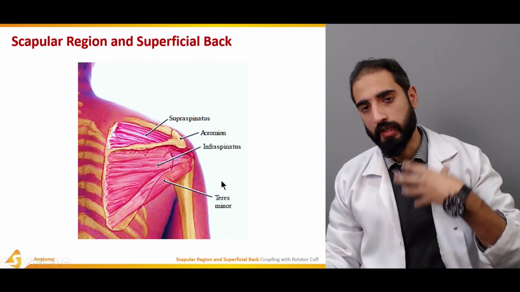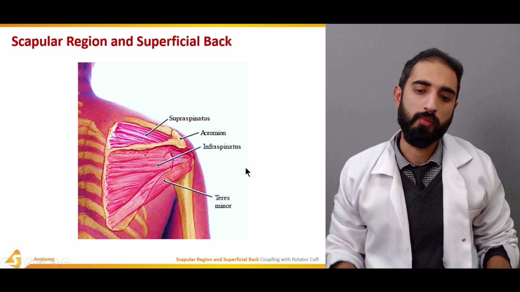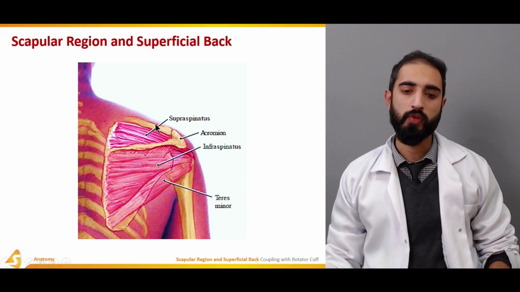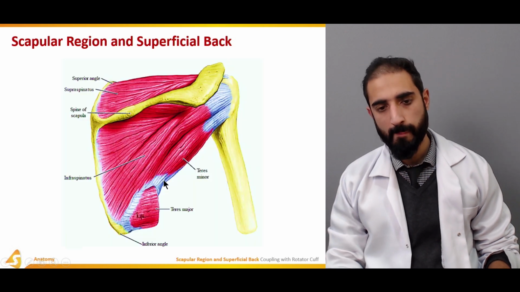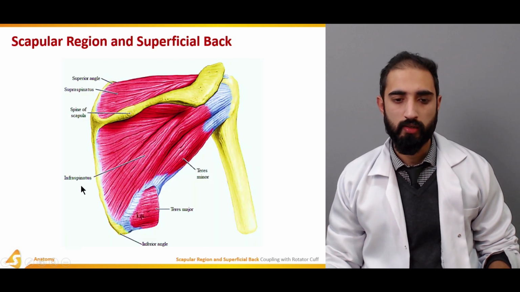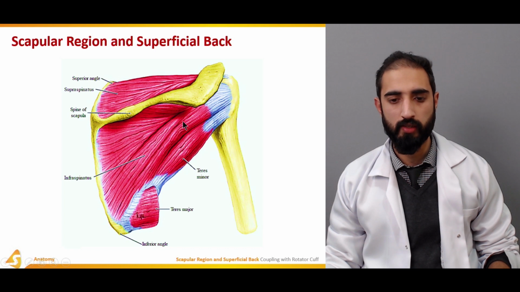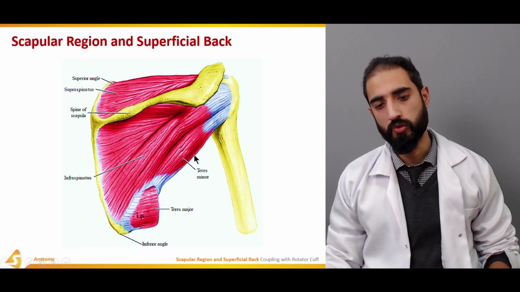Taking a look at the dorsal aspect of the scapula, we can see the other three muscles of the rotator cuff, which are the supraspinatus, the infraspinatus, and the teres minor. Once again, this is the infraspinatus beneath the spine of the scapula. Just above the spine of the scapula, we have the supraspinatus. Here we have the teres minor, and teres major has been transected, so we can get a visualization of this.